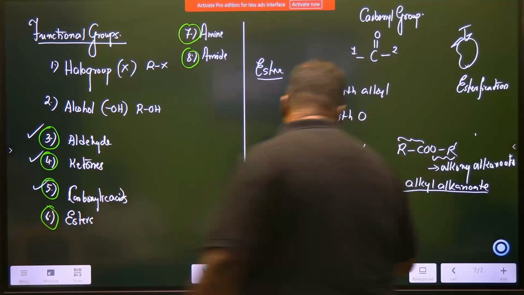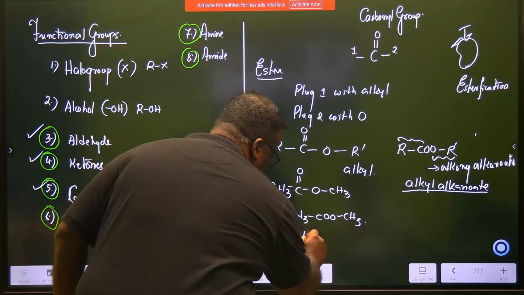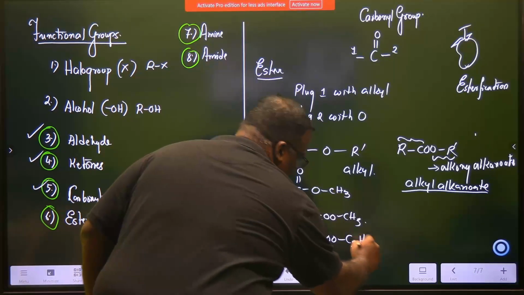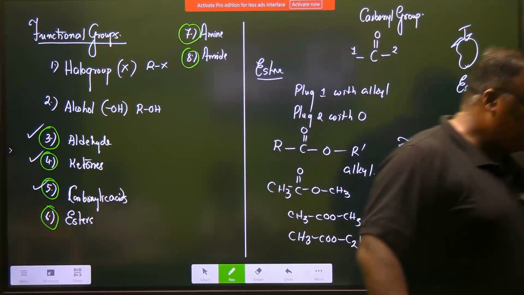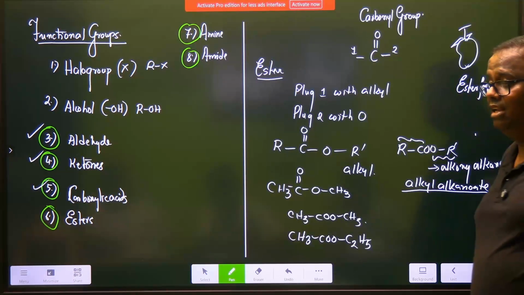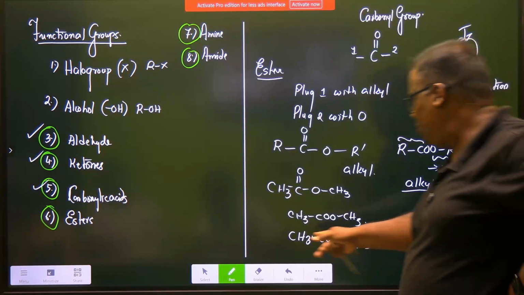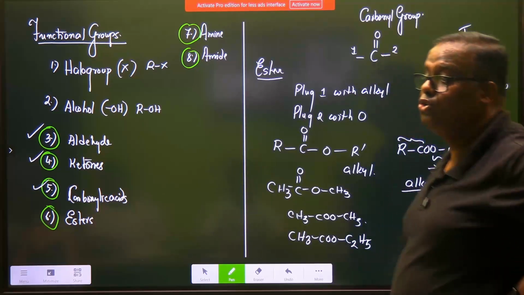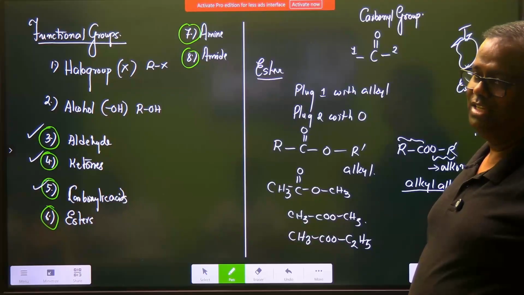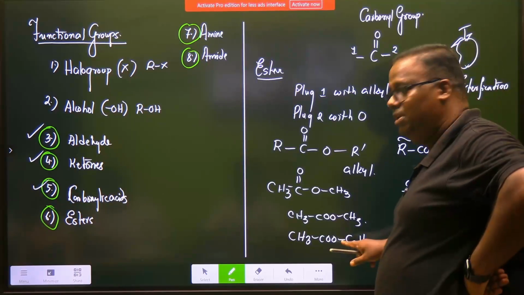Okay, let's see this name now. CH3COOC2H5. How do you name this? The one which is attached with oxygen will be called ethyl. And on this side, how many carbon atoms? 2. So what will be its name? Ethanoate. So the name of this one will be, is it getting difficult?